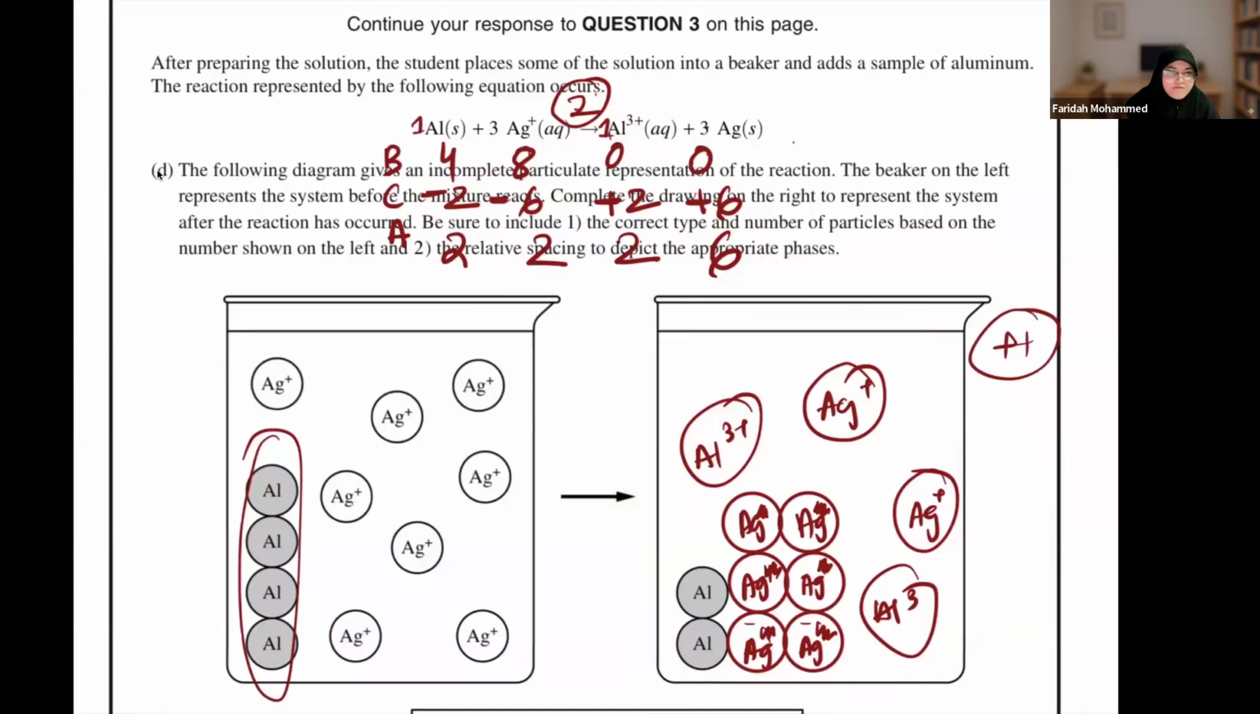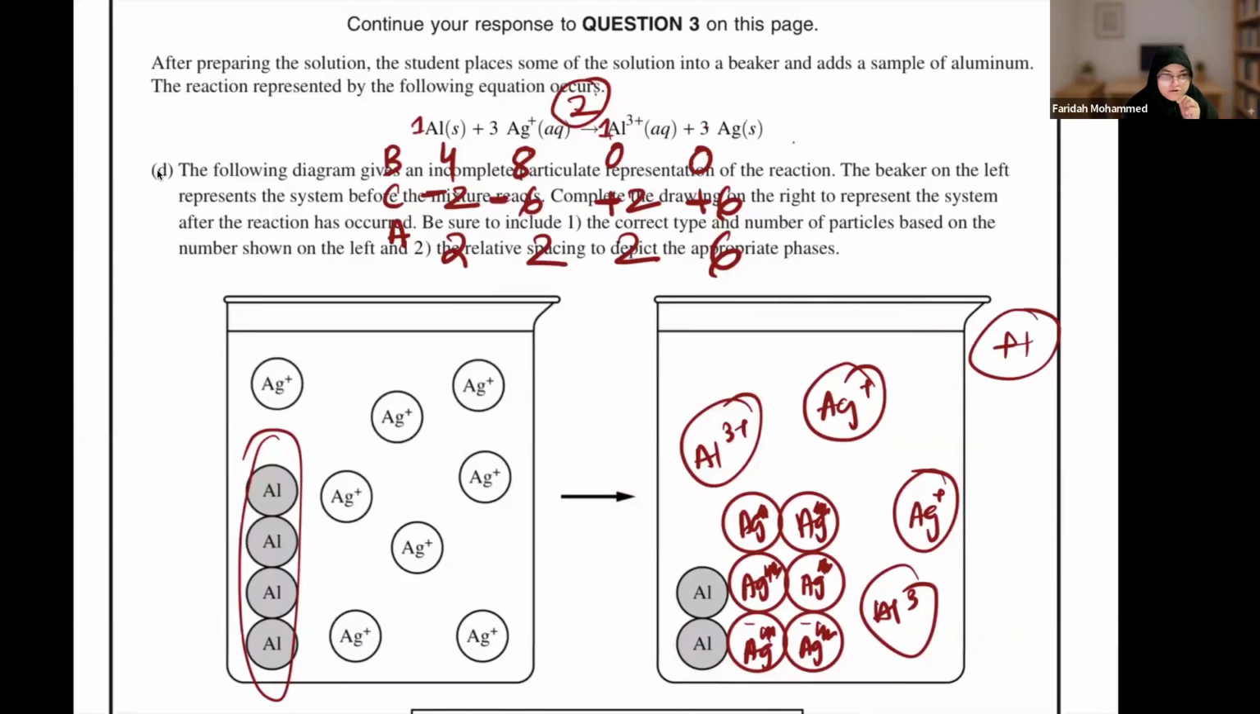Okay? So first one, let's say you really do not know how to do it. You still can conserve the number of atoms. Whatever total atoms on the left should be the same on the right. Gonna give yourself 1 point.